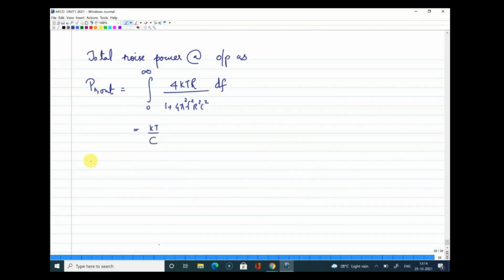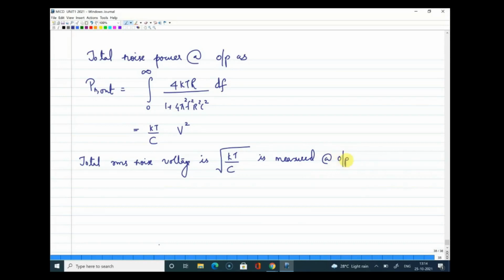So the total noise power, if you look at the unit, is actually volt square. Now if you want to express it in terms of volt, since it is noise, what I am expressing is the total RMS noise voltage, and that will be the square root of kT by C. That is actually measured at the output.